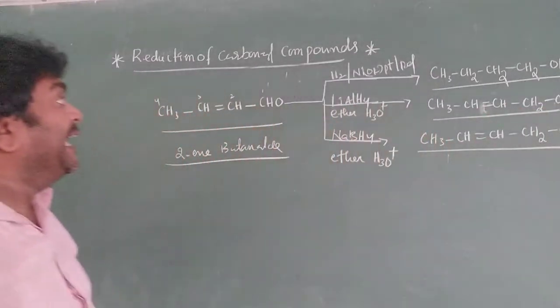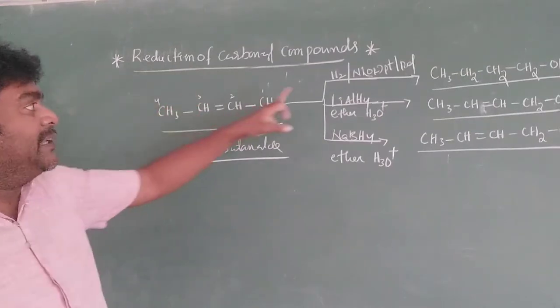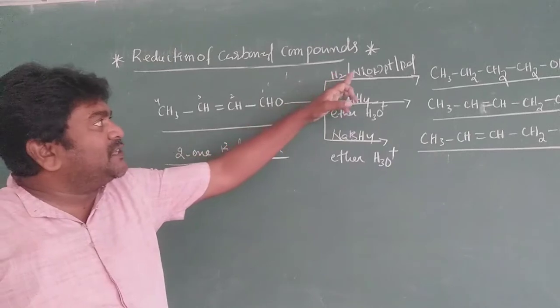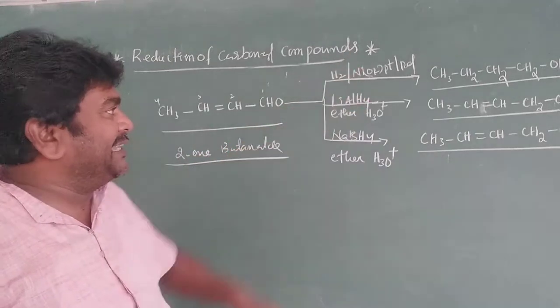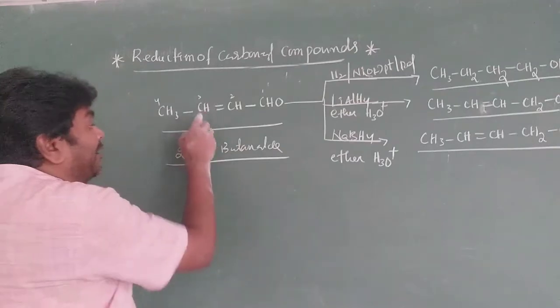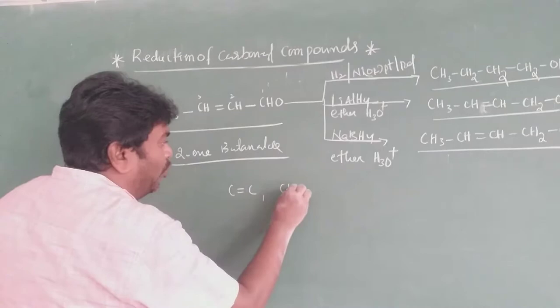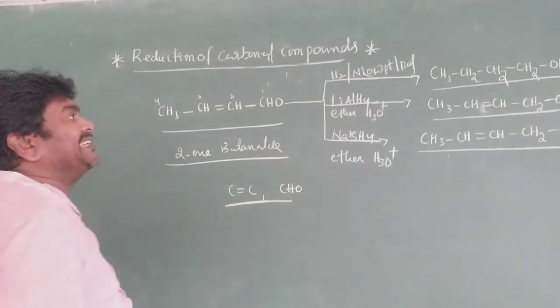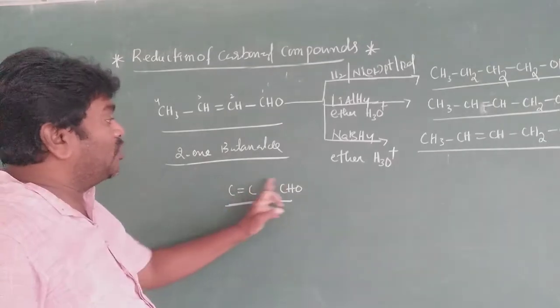What happened here? If you take an unsaturated aldehyde, in the presence of nickel, palladium or platinum catalyst, both the C=C and the CHO groups can be reduced. Both undergo reduction.